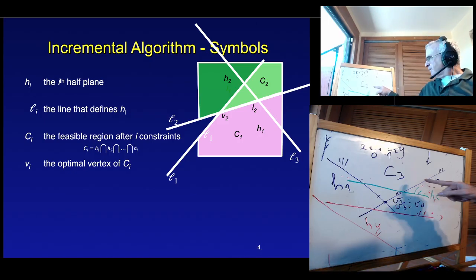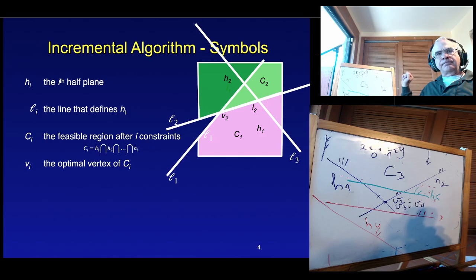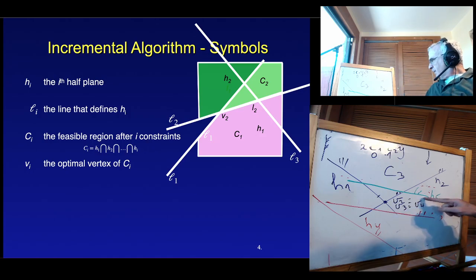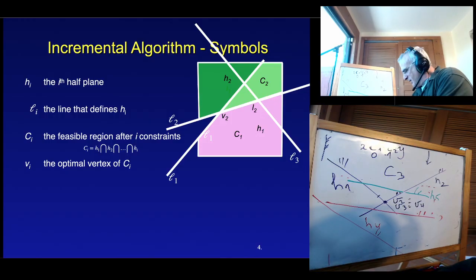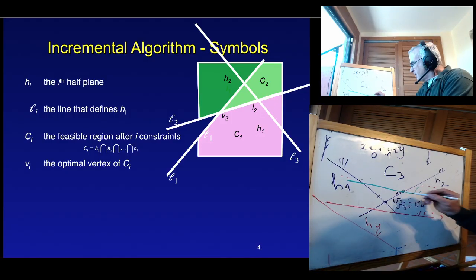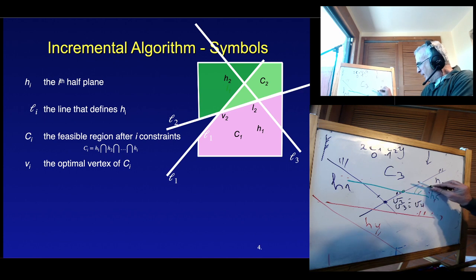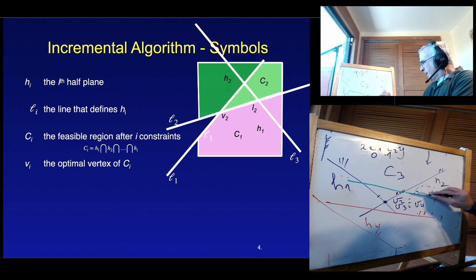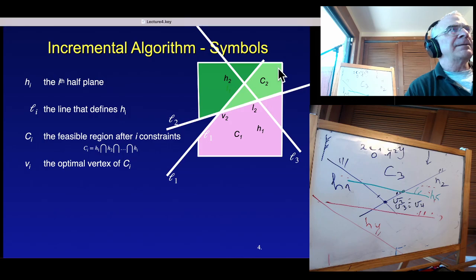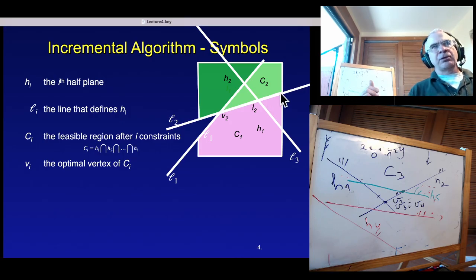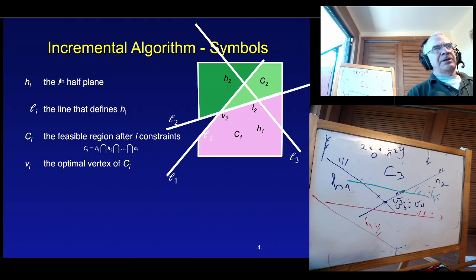So in this example, the new optimum solution will be this vertex, and I need to find it somewhere. The intersection will be this vertex. You have to be above h5, and at the same time you have to be inside all the half planes that you were in before. It's incremental. h1, h2, h3, h4 are not going anywhere.